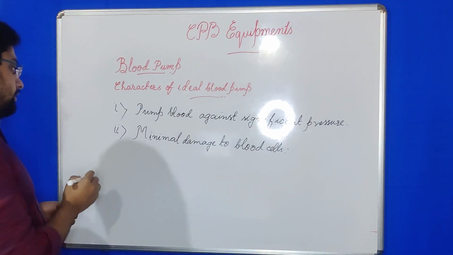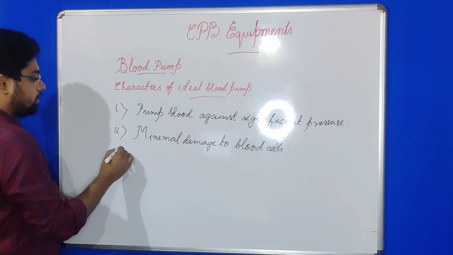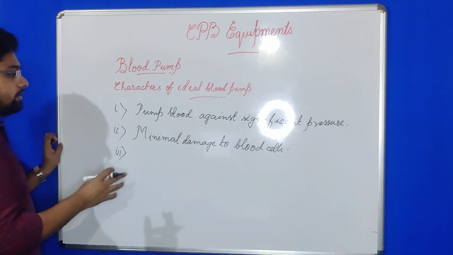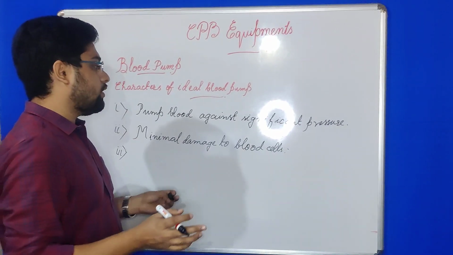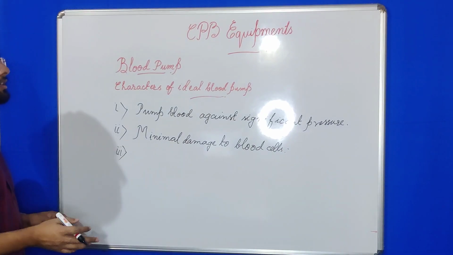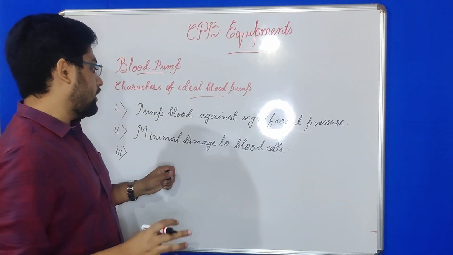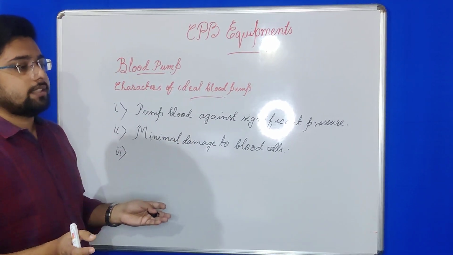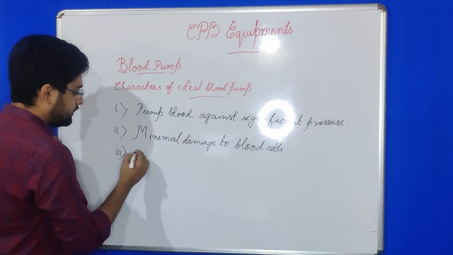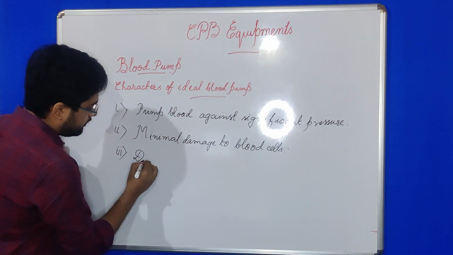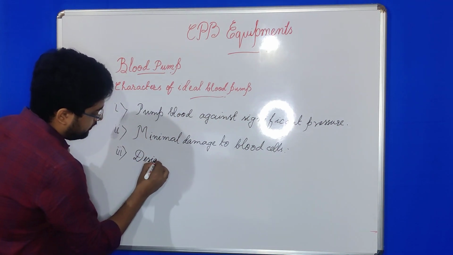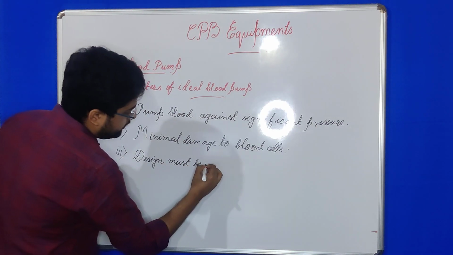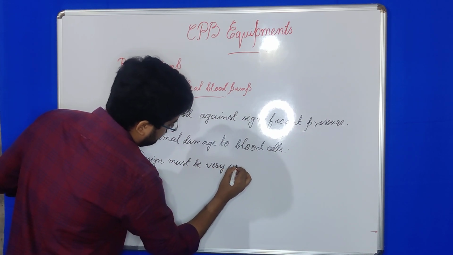Next is the design. The design of the blood pump should be very simple so that it becomes very user friendly. Otherwise, if it becomes very complicated, and a complication occurs during the OT, it will be very hard for us to operate it, to change its settings, etc. So the design must be very easy and very user friendly.